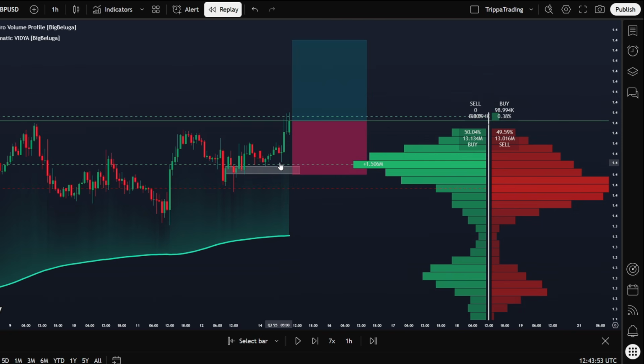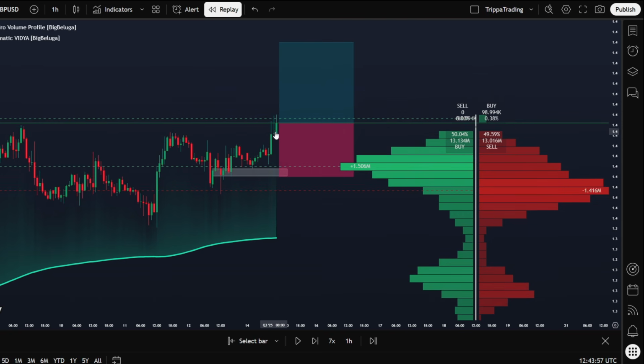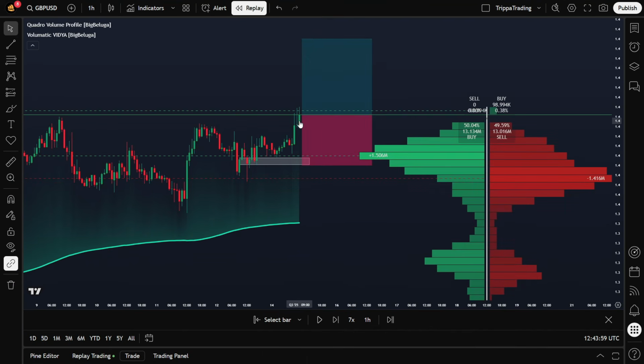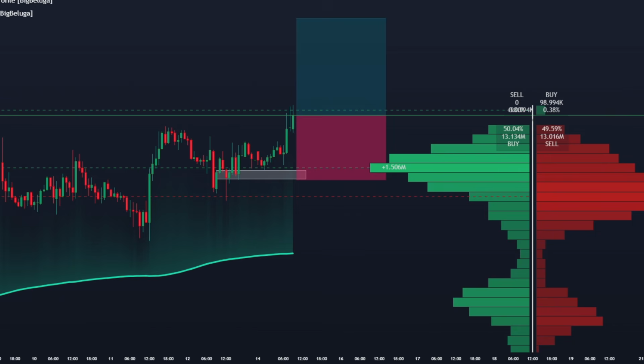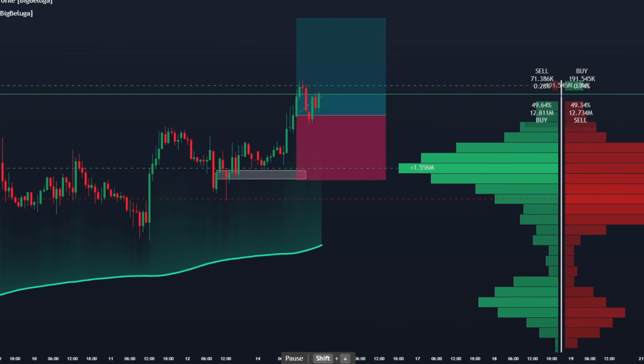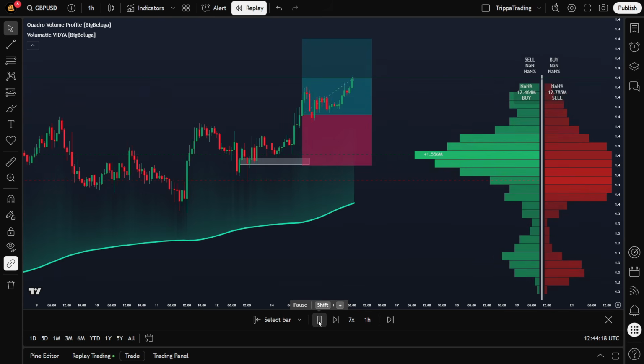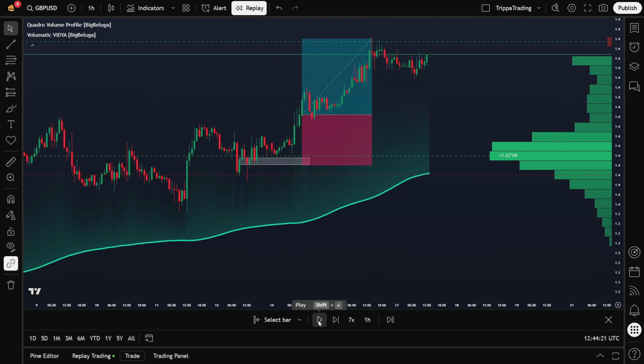Price will eventually pull back toward that level. When it retests our zone and prints a clear bullish sign, usually a bullish engulfing candle just like we can see we got over here, that's our trigger. At that point, we can open a buy position at the close of the engulfing candle. Stop loss goes just below the bottom of our marked zone, giving the trade some breathing room. Take profit is set at 1.5 times the risk.